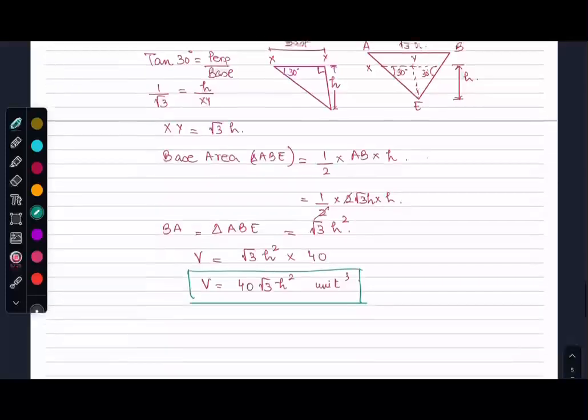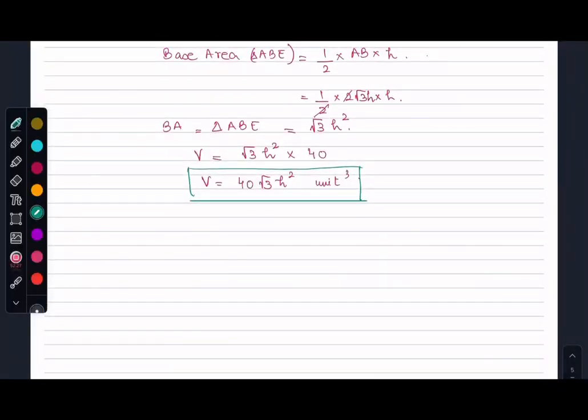So we have obtained the volume in terms of h. If we have this volume in terms of h, then the connected rate of change equation for dV by dt shall be equal to dV by dh. Obviously, from volume in terms of h, I know that volume has to change first with respect to h, so that our h is changing with respect to time.